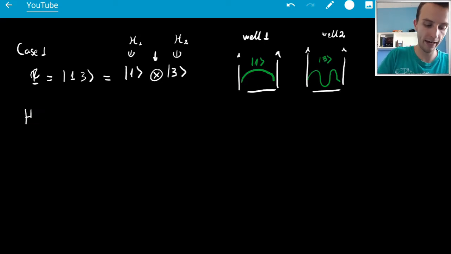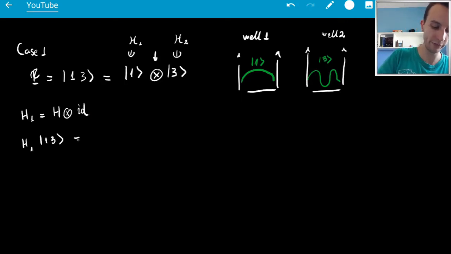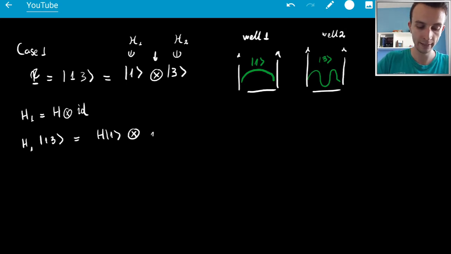And now, if I act with the Hamiltonian of just the first one, let's denote it: this H1 I will call H tensor identity. So the way this would act on 1, 3 is it would act with H on the element of the first Hilbert space, and then it would act with the identity on 3, which means don't change 3, and so this would give me E1, 1, 3.